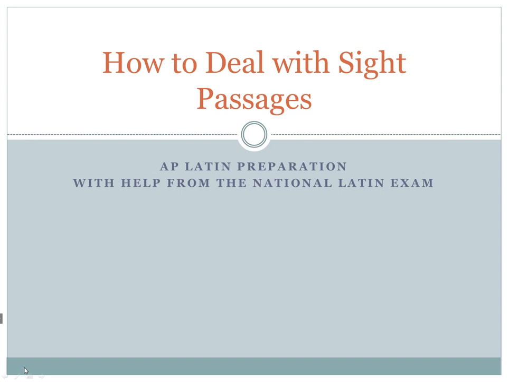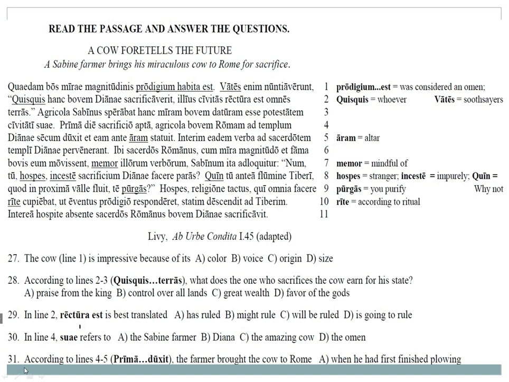So if you ever want extra practice with sight passages, just go to the NLE website and grab any one of them from there. The passage we're going to look at today comes from the 2010 National Latin Exam Level 3, and this is what it looks like. So when you get a sight passage on the AP Latin exam, it will look just about the same as this. It'll give you a title, for example, right now, "A Cow Foretells the Future," and a little bit more information right underneath the title. For example, "A Sabine farmer brings his miraculous cow to Rome for sacrifice." Then it will give you the Latin text and some glossed vocab words.